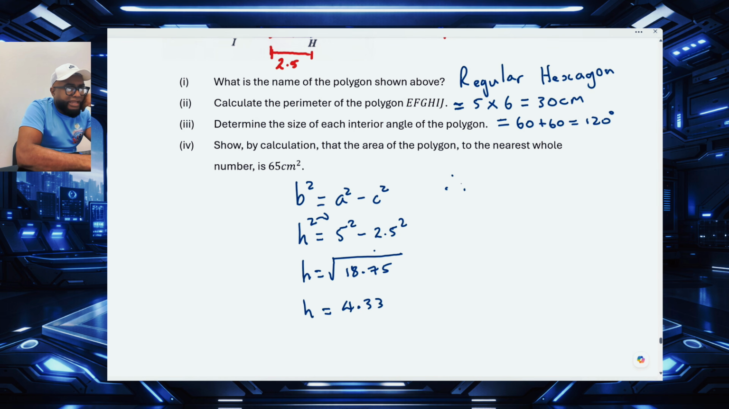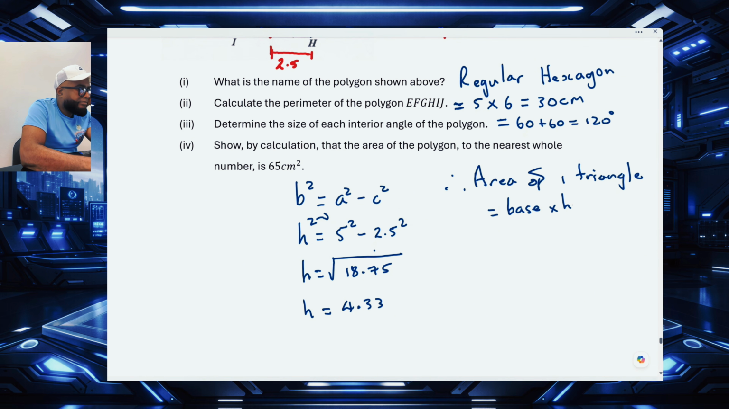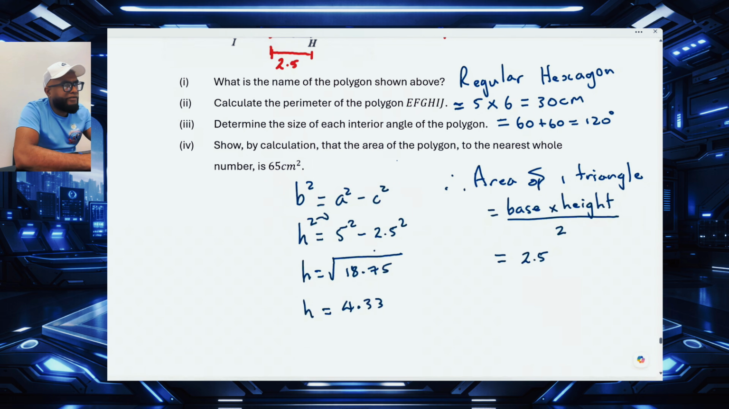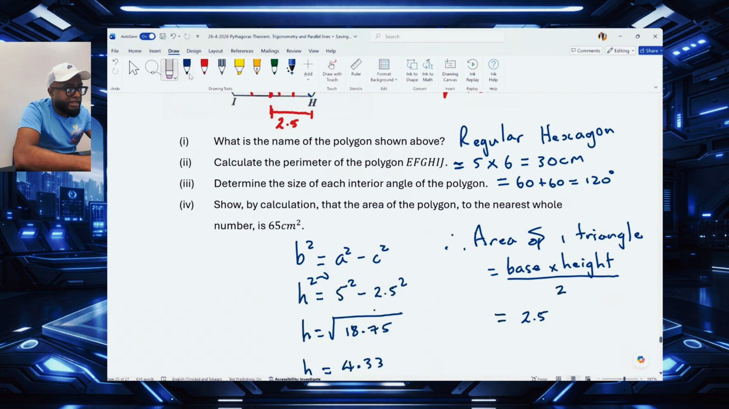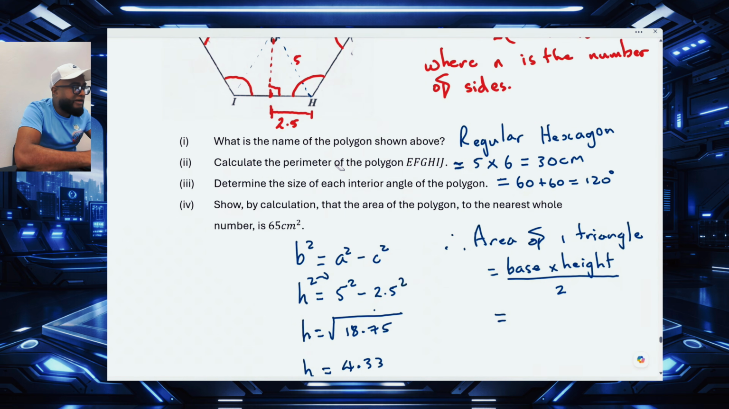So therefore, the area of one triangle. What's the formula for the area of a triangle? Hit me. Base by height divided by 2. Proper. Divided by 2. So my base would have been 2.5. No, let me do the full base. You can use the full base of 5. Find for the full equilateral triangle, because if I find out for half of the triangle, I'll still have to multiply by 2.